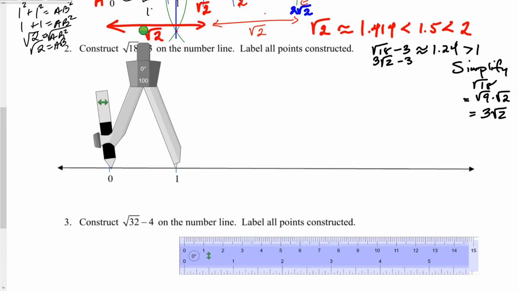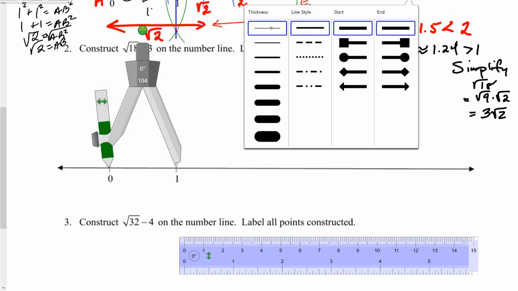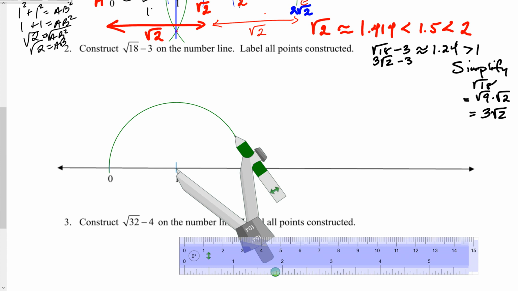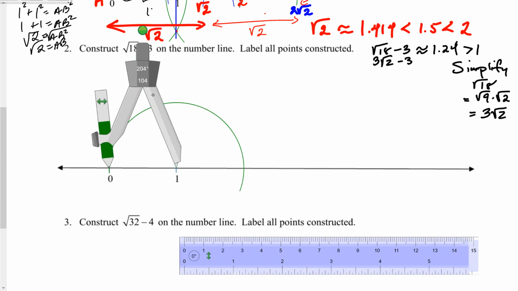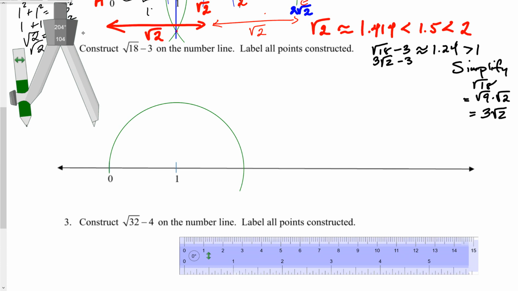I cannot be entirely accurate on this computer, believe it or not, because it can only adjust so much. That's as close as I can get it. All right, so go ahead and adjust your compass from 0 to 1. Rotate. Let's find 2 on the number line. Obviously it's 2 units to the right of 0, so you have to use a little bit of common sense here. Let's do that.